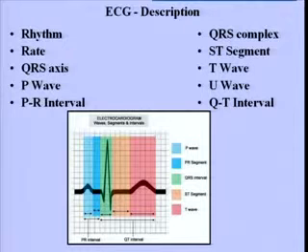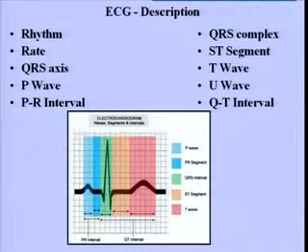Next, we should tell about the rate. What is the rate? Is it a normal rate, or is the patient having tachycardia or bradycardia? We should also tell about the axis. Is it a normal axis? Is it a left axis deviation, or a right axis deviation?